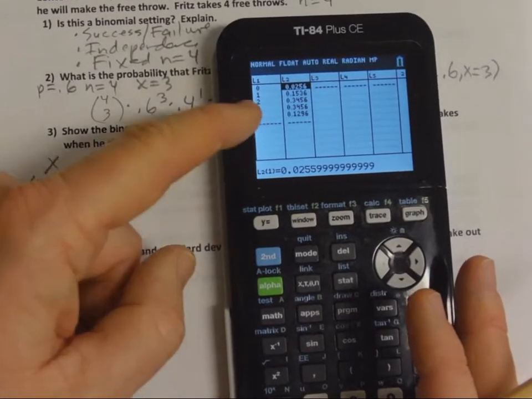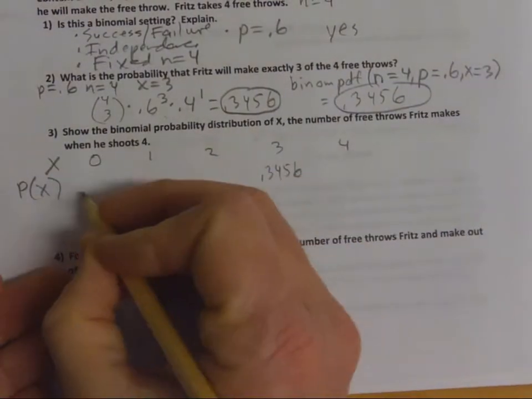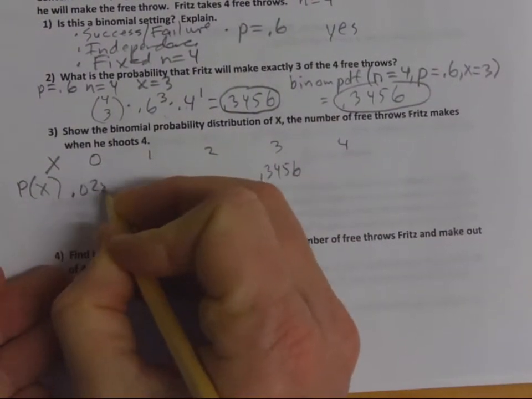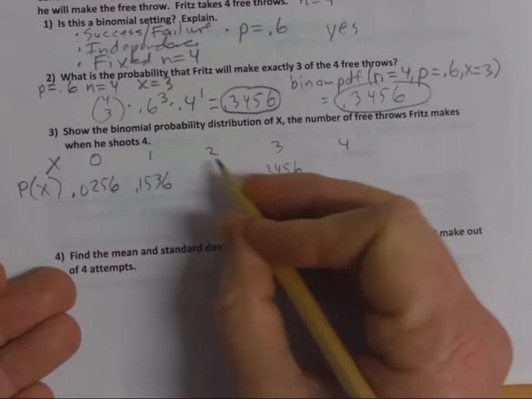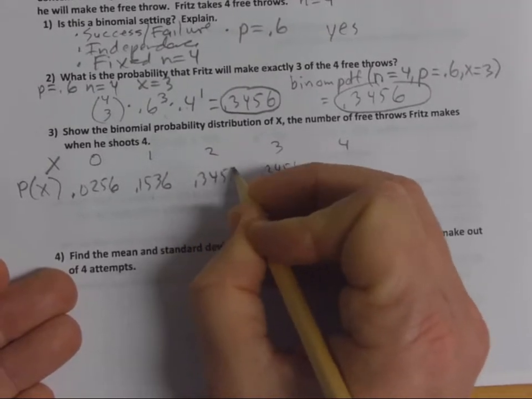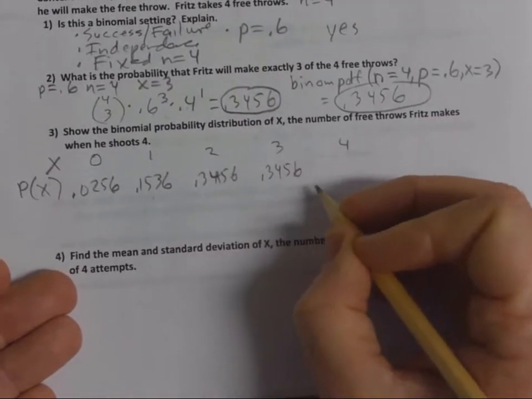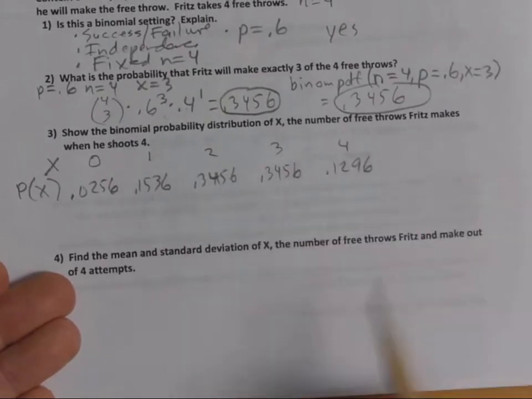And so the probability of 0 successes is 0.0256. So I'll write these down. So 0.0256, and this would be 0.1536. The probability of him making 2 free throws is 0.3456, which is coincidentally the same as him making 3. And the probability that he's going to make all 4 free throws is that.